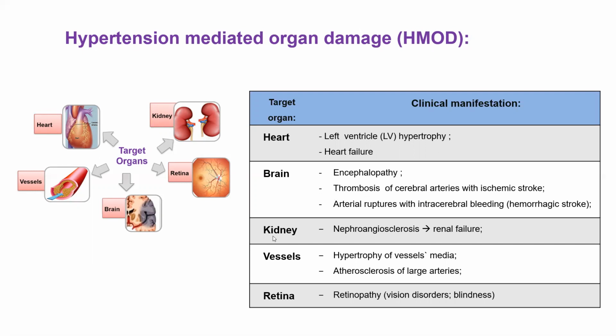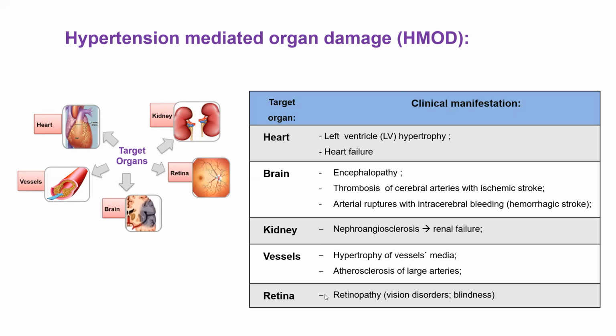Hypertension-mediated organ damage of the kidney is manifested by nephrosclerosis and subsequent development of renal failure. Vessels are manifested by hypertrophy of the vessel media and early onset of atherosclerosis of large arteries. By the way, hypertensive patients have approximately 10 years earlier onset of atherosclerosis than the general population. The retina is manifested by retinopathy.